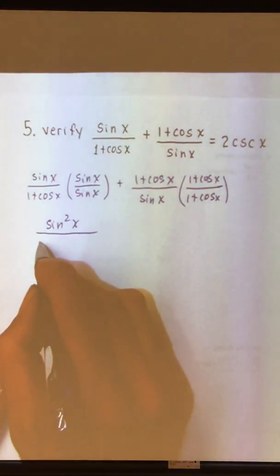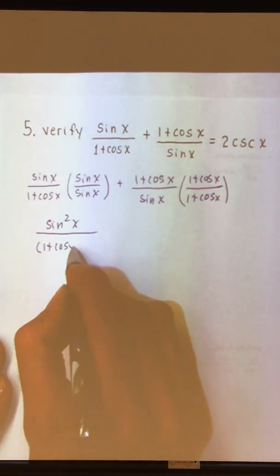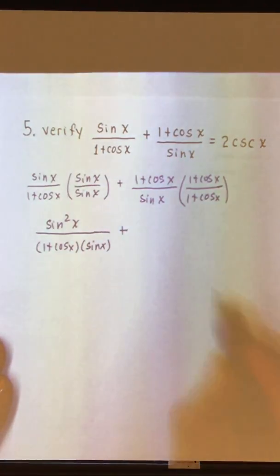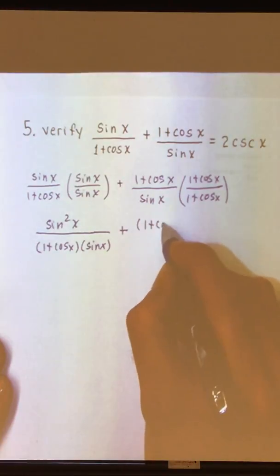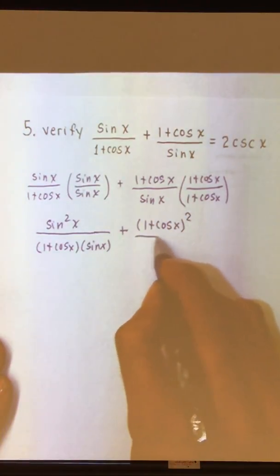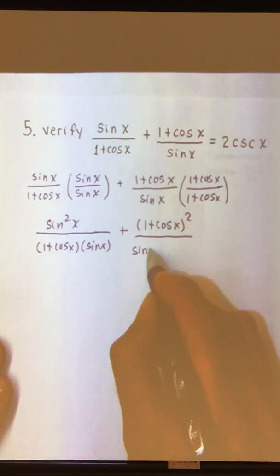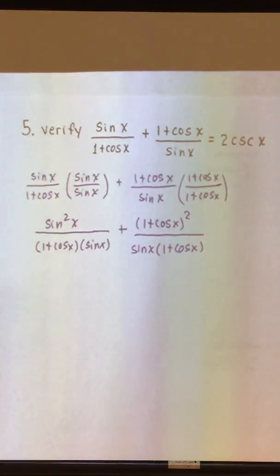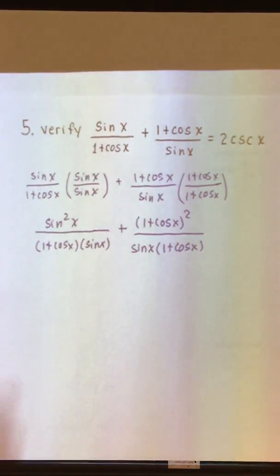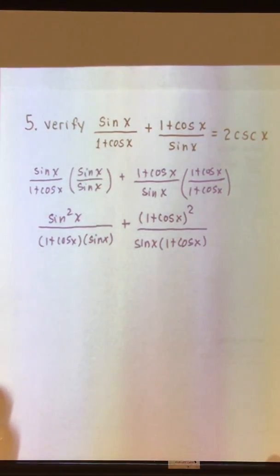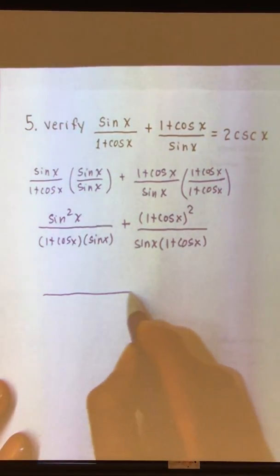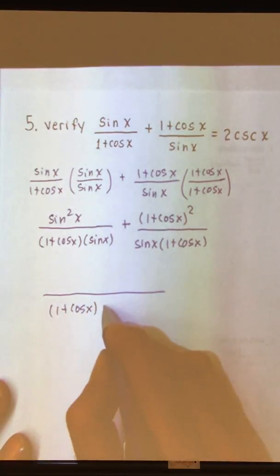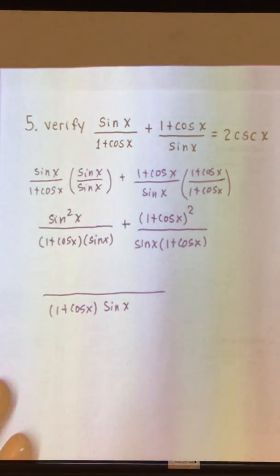And I'm just going to write as a product my two factors in the bottom. And then here we have 1 plus cosine times 1 plus cosine. It's 1 plus cosine square. And same product of factors in the bottom. Okay. Now we can write this as a single fraction with the same denominator. And I will do that. And the other thing I will do is multiply out 1 plus cosine x in the numerator and see where that leads us.